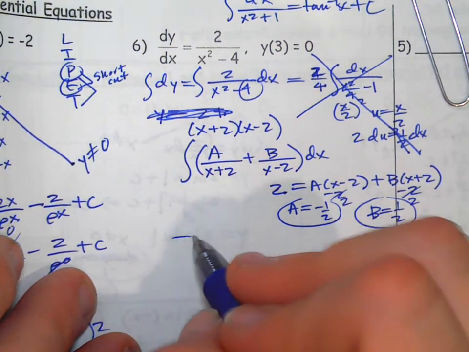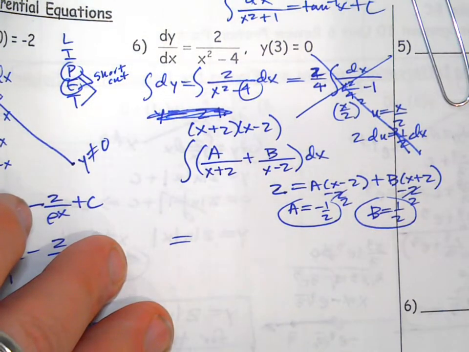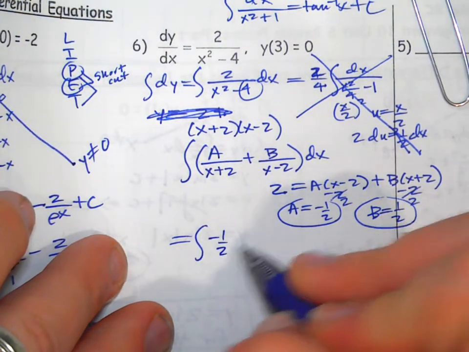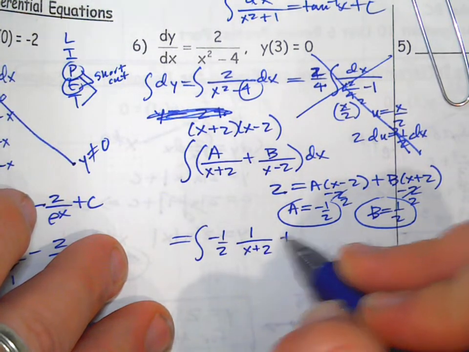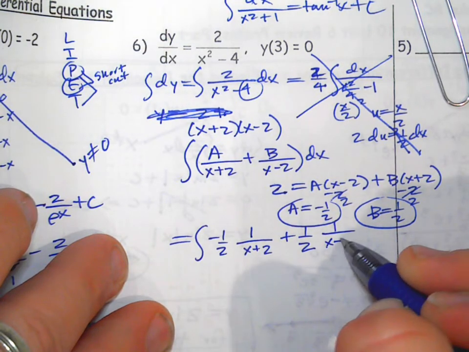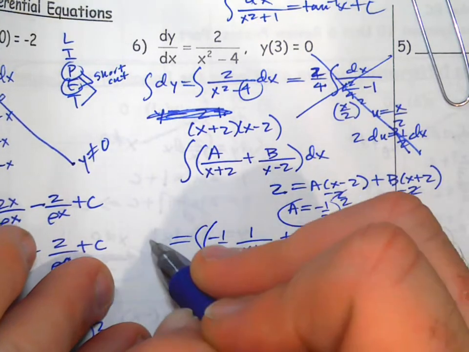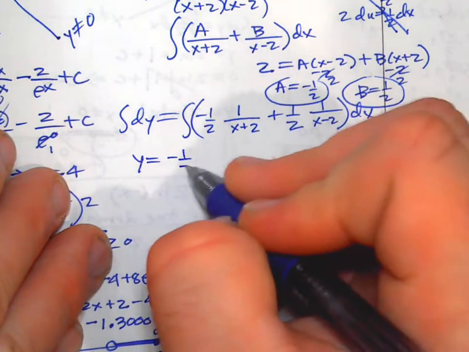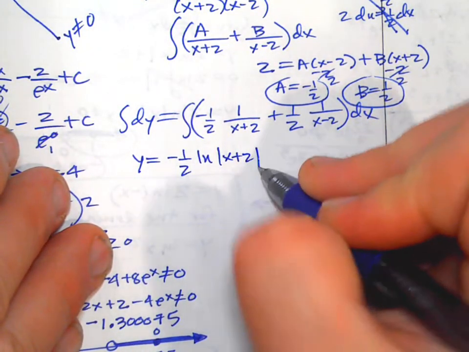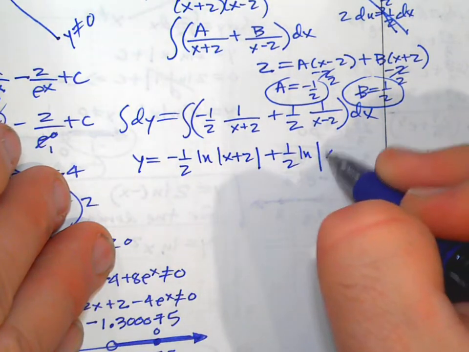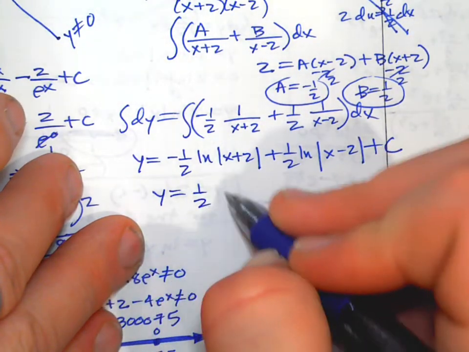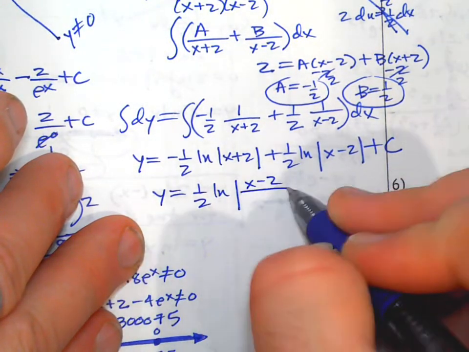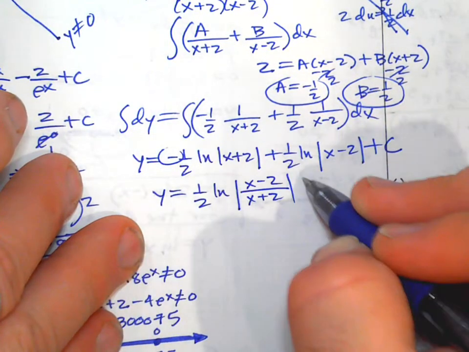All right. So, okay. This is going to be negative 1/2 times 1 over x plus 2 plus 1/2 times 1 over x minus 2 dx. And over here on the left, you just have y dy. So you have y equals negative 1/2 natural log of the absolute value of x plus 2 plus 1/2 natural log of the absolute value of x minus 2 plus c. I'm going to clean these up right now. This is going to be 1/2 natural log of the absolute value of x minus 2 divided by x plus 2, because this one has a negative, plus c.